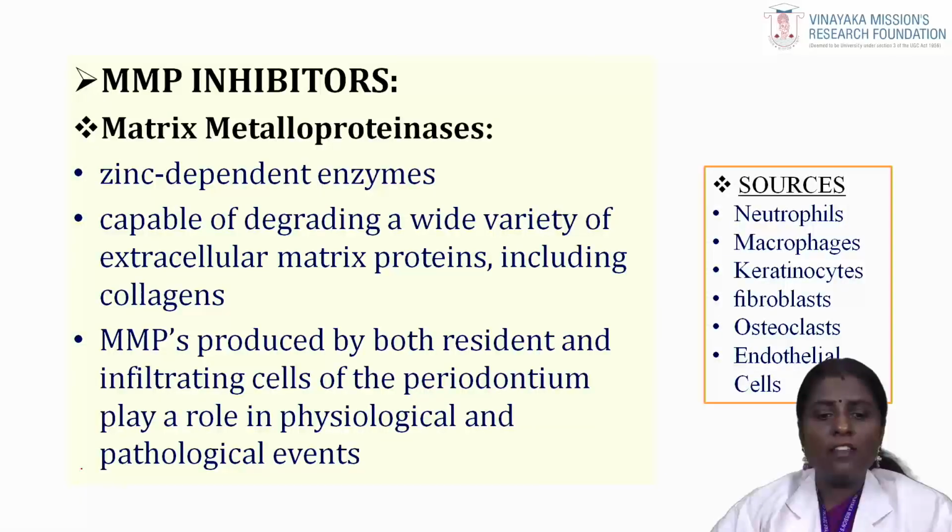Then we have the matrix metalloproteinase inhibitors. So what are these matrix metalloproteinases? These are zinc dependent enzymes, and their sources are neutrophils, macrophages, keratinocytes, fibroblasts, osteoclasts and endothelial cells. They are capable of degrading a wide variety of extracellular matrix proteins including collagens. MMPs produced by both resident and infiltrating cells of the periodontium play a role in both physiological and pathological events.